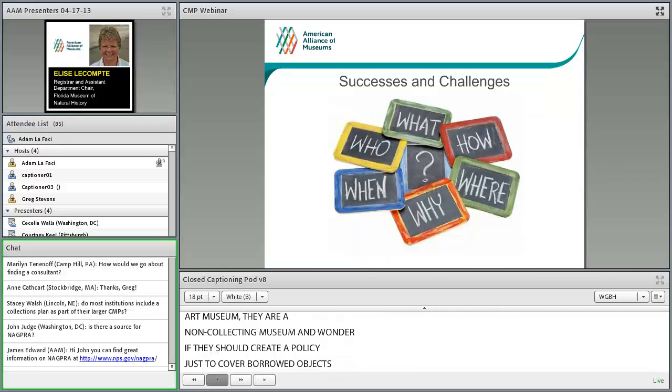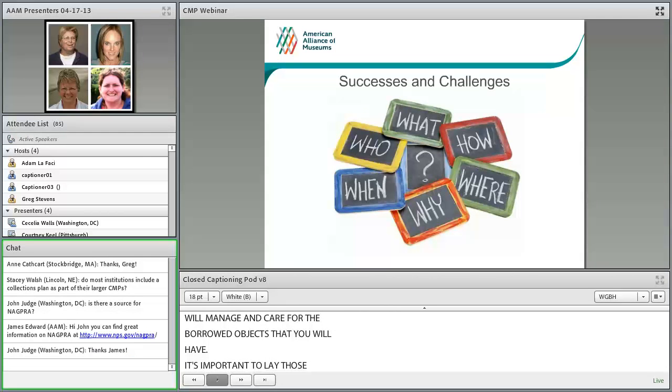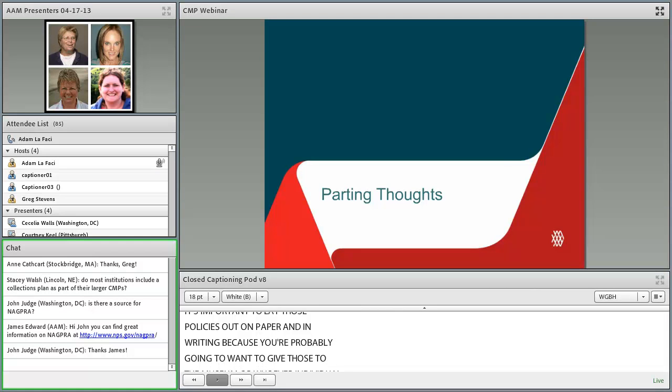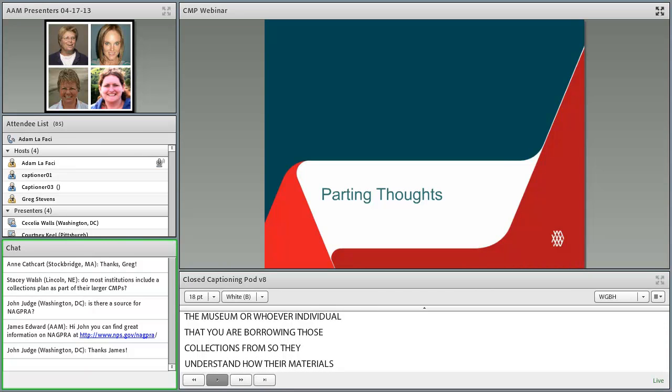I really think that you should develop a policy for how you will manage and care for the borrowed objects that you will have. It's important to lay those policies out on paper and in writing, because you're probably going to want to go to the museum or whoever individual that you are borrowing those collections from, so they understand how their materials are going to be cared for. And if you ever do apply for core documents verification, it is one of the required documents for that program if you are a non-collecting institution.